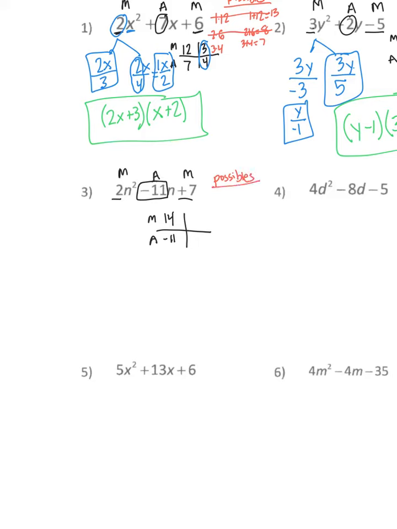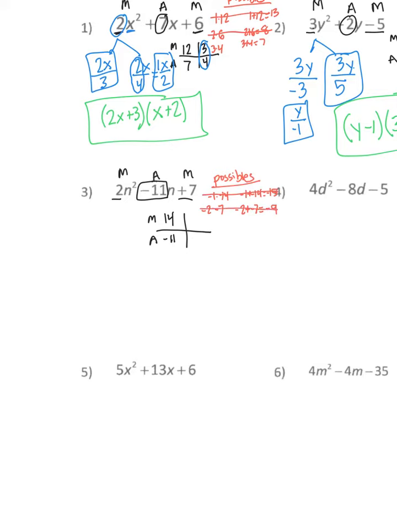I want to multiply to give me a positive and add to give me a negative, so that means I'm going to have 2 negative numbers. So if both of my numbers are going to be negative, I would have negative 1 times negative 14. Negative 1 plus negative 14 gives me negative 15. That's not what I want, so it's not that answer. Then let's try negative 2 times negative 7. Negative 2 plus negative 7 gives me negative 9. Not what I want either.